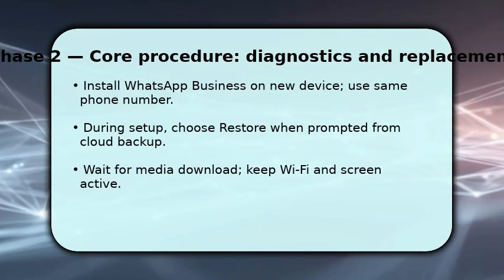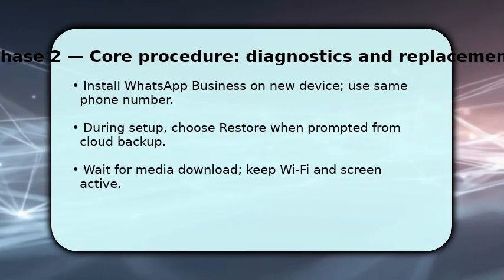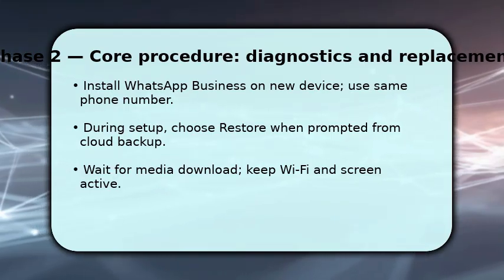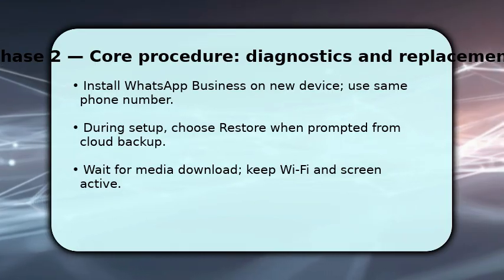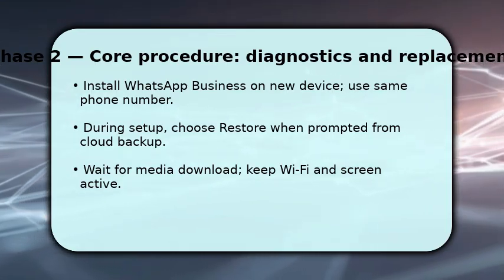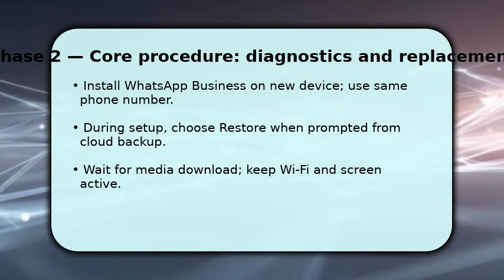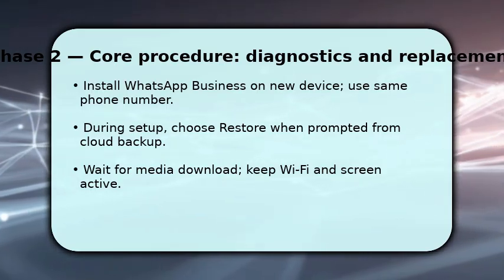On the new phone, you install WhatsApp Business and verify the same phone number. This step ties the backup to your account, so don't use a different number. During account setup, WhatsApp will detect a cloud backup and present a restore option. Tap Restore and allow it to download messages first, then media.